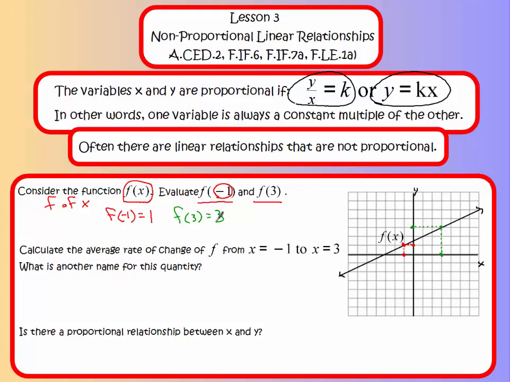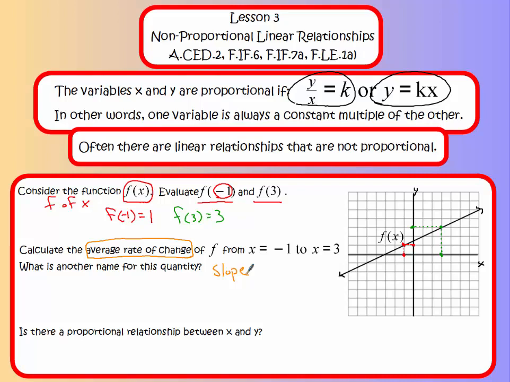All right, so let's calculate the average rate of change of f, that's this function here, this line, from x equals -1 to x equals 3. So what are we trying to find here? Okay, the average rate of change, remember, this is a fancy way of saying slope. That is what the other name for this quantity is. The average rate of change is the slope. So let's see. So how do we calculate the slope?